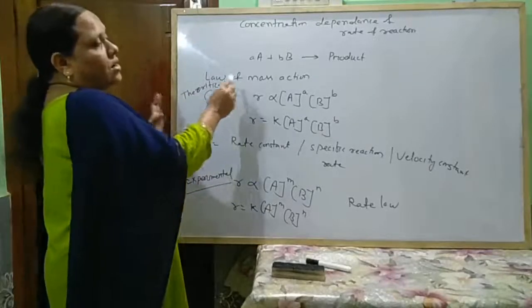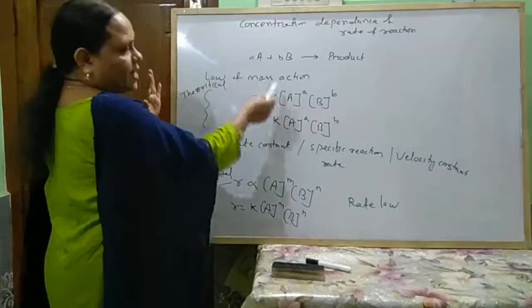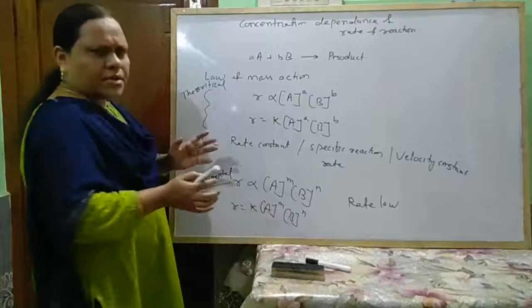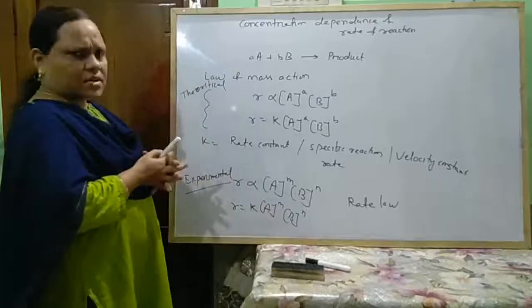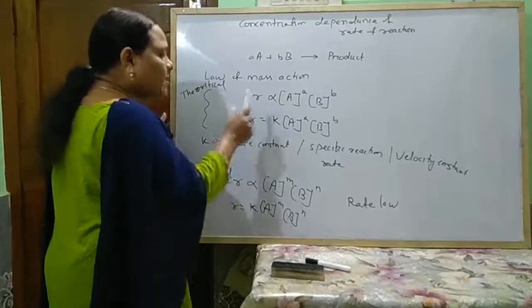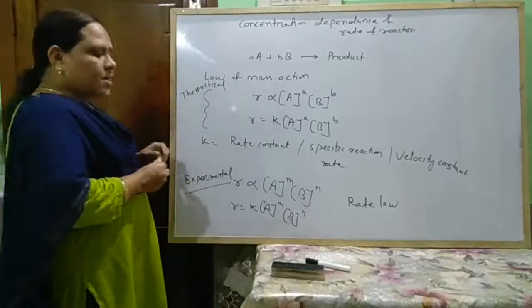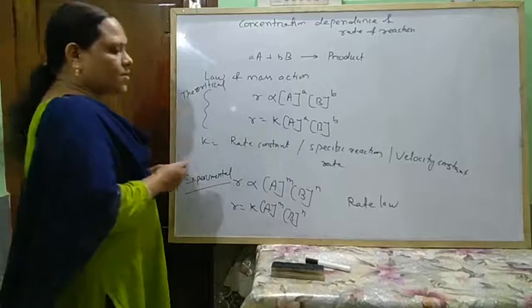Actually there are so many reactants, and the product is formed during collision, but all collisions are not effective. In this way, what actually changes differs in this case. So this is the experimental thing and this is the theoretical thing.